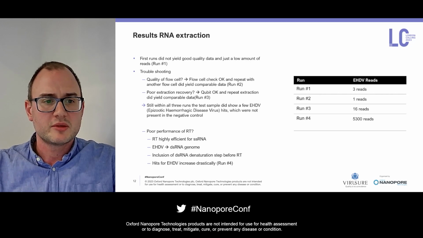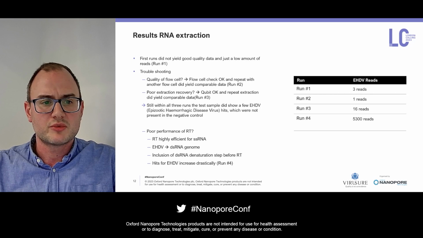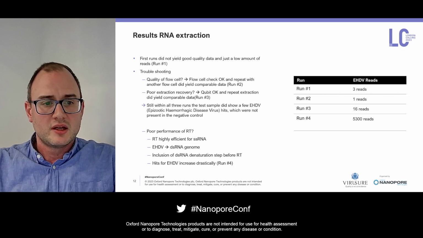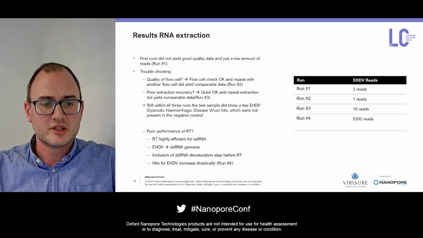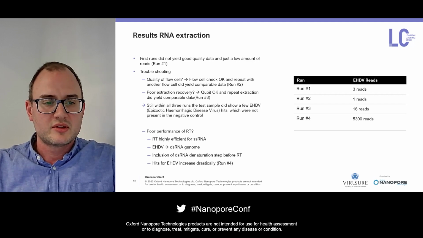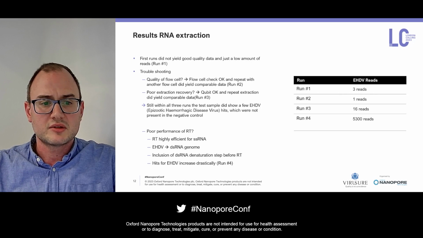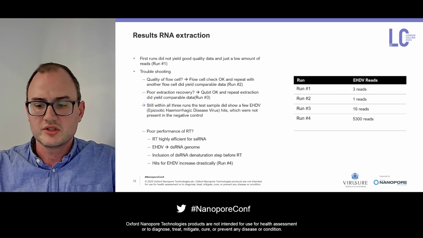Therefore, we thought that maybe the reverse transcription was performing poorly. As RT is highly efficient for single-stranded RNA, it lacks the capabilities to reverse transcribe double-stranded RNA. Therefore, we included a double-stranded RNA denaturation step before the actual reverse transcription, and this resulted in higher yields and a drastic increase in read counts for EHDV.